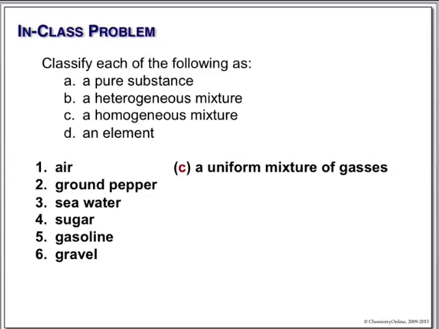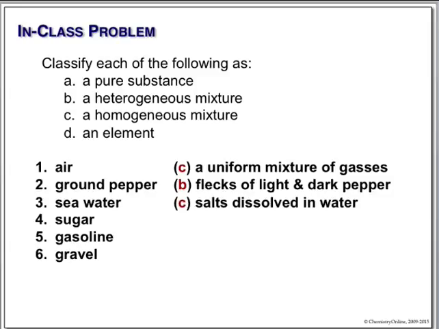Ground pepper, little flakes, big flakes, kind of white, kind of blackish, brown. Clearly, it's a heterogeneous mixture. Seawater, at least within a little locality. If you go around the world, composition varies, but it is clearly salts dissolved in water. It is a homogeneous mixture.